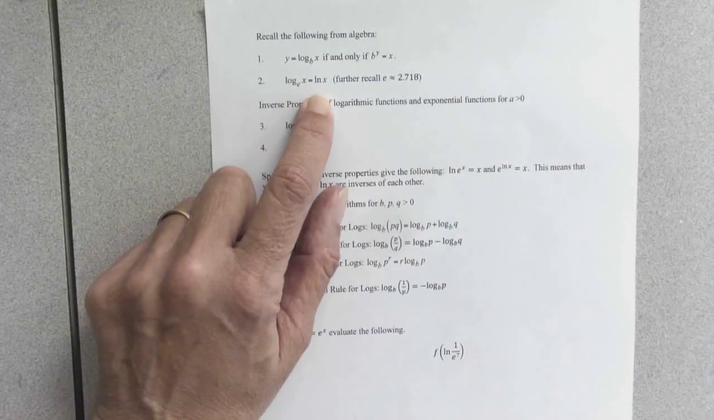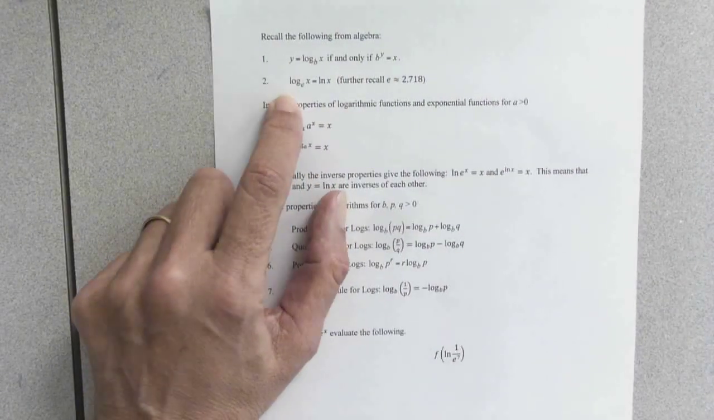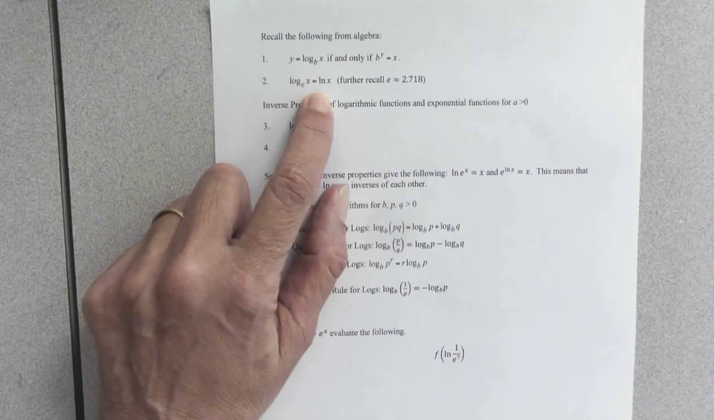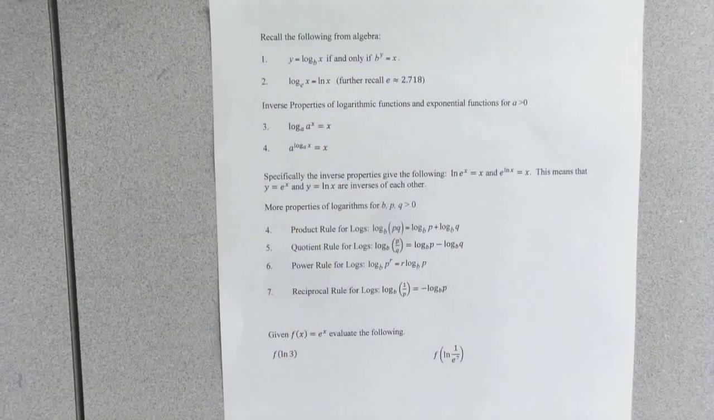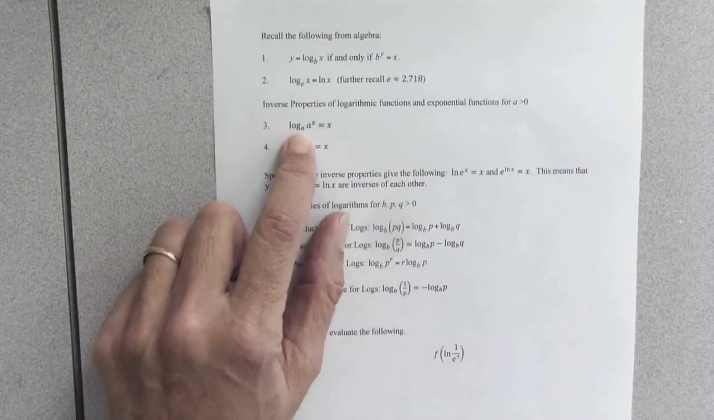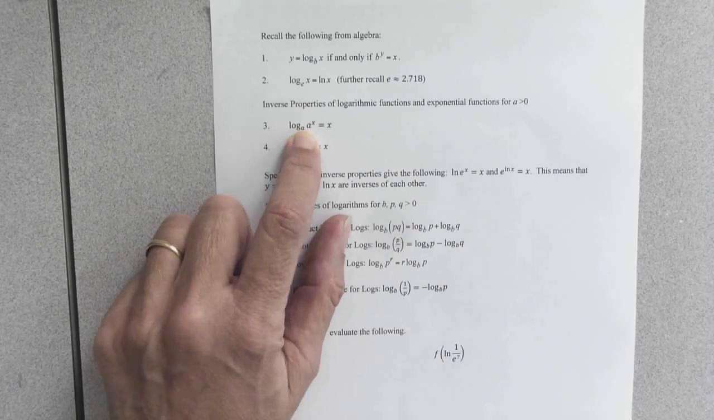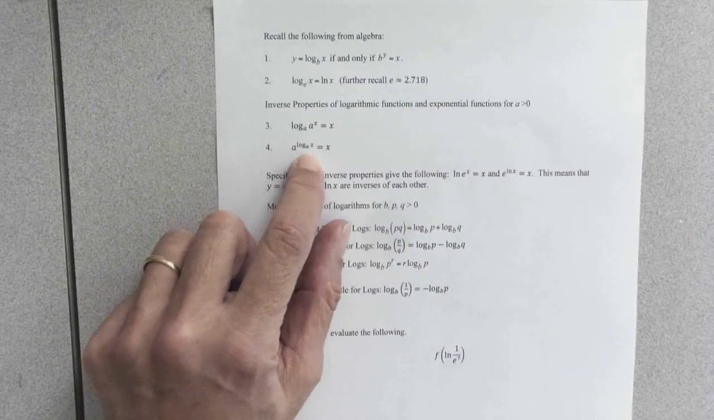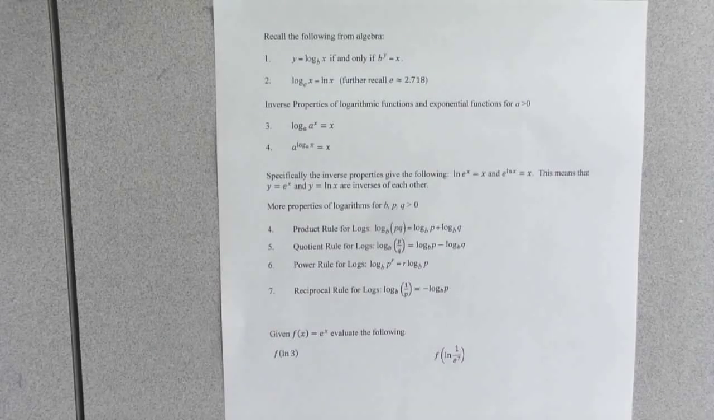Log base e of x is known as natural log x. Natural logs are just log base e. And because logarithms and exponentials are inverses of each other, when I compose them, log base a of a to the x is x, and a raised to log base a of x equals x.